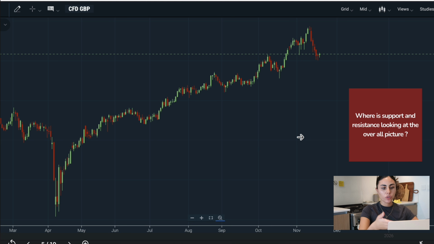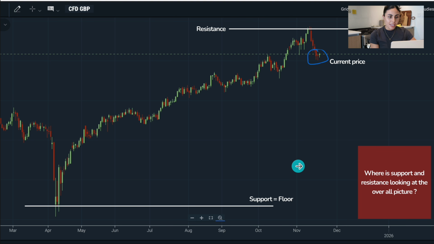Where is support and resistance? Looking at the overall picture in this image, I'm going to give you 3 seconds. 1, 2, 3. Looking at the overall image, we can say that this is resistance, as it's the ceiling trying to push the price down, as remember it is above the current price. And this over here is support, as it is the floor. And remember, I asked for the overall picture. I didn't specify if we're swing trading or scalping. So of course you must be thinking, oh, I thought this was resistance, I thought this was support. Yes, but we're just looking at the overall picture.